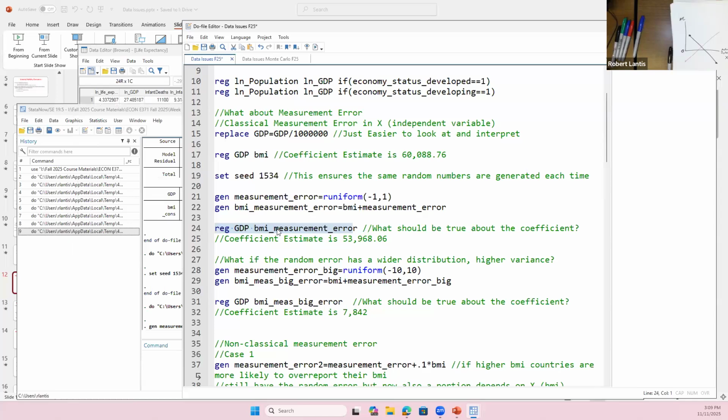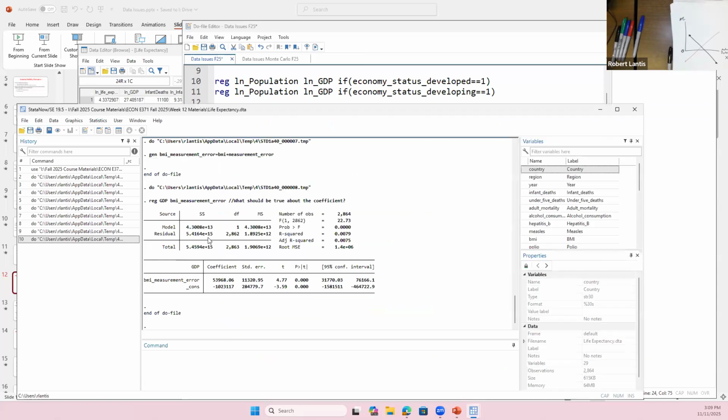But if I have a variable that has measurement error in it, anytime I have measurement error, the variance is now going to be something other than 0. We said if it's classical, we could use that equation. So as the variance of the measurement error goes up, we had attenuation bias, or the estimate we see is going to be a little bit smaller. We can prove this to ourselves with data. So when I run this regression, I should see something lower than that 60,088. Sure enough, I get about 54,000. I have attenuation bias. The estimate I see is going to be a little bit too low. Okay.